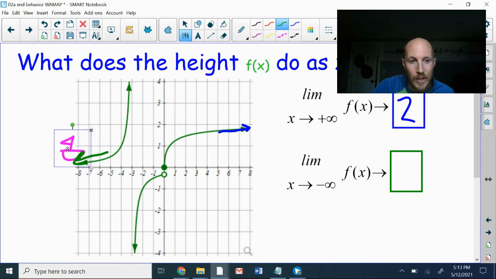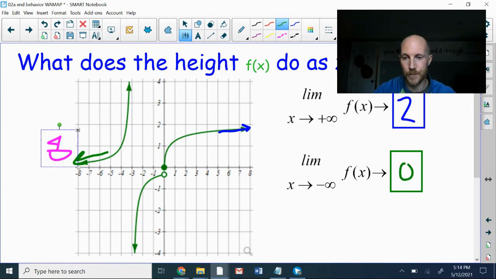It sure seems like this graph is leveling off at a height of 0. I was waiting for you to say it first. And I probably should have used a highlighter. If I get my arrows out of the way here, we can actually see what this is looking like.